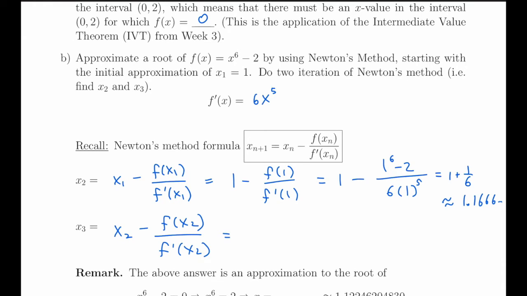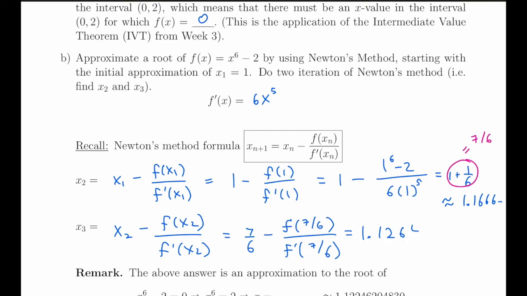And that is, I'll use the fractional value of x2 to make our x3 as accurate as possible. So since this is the same as 7 over 6, let's use that. 7 over 6 minus f of 7 over 6 divided by f prime of 7 over 6. And you can show that this is approximately 1.12644 and so on. And that's all you need to do for this part.